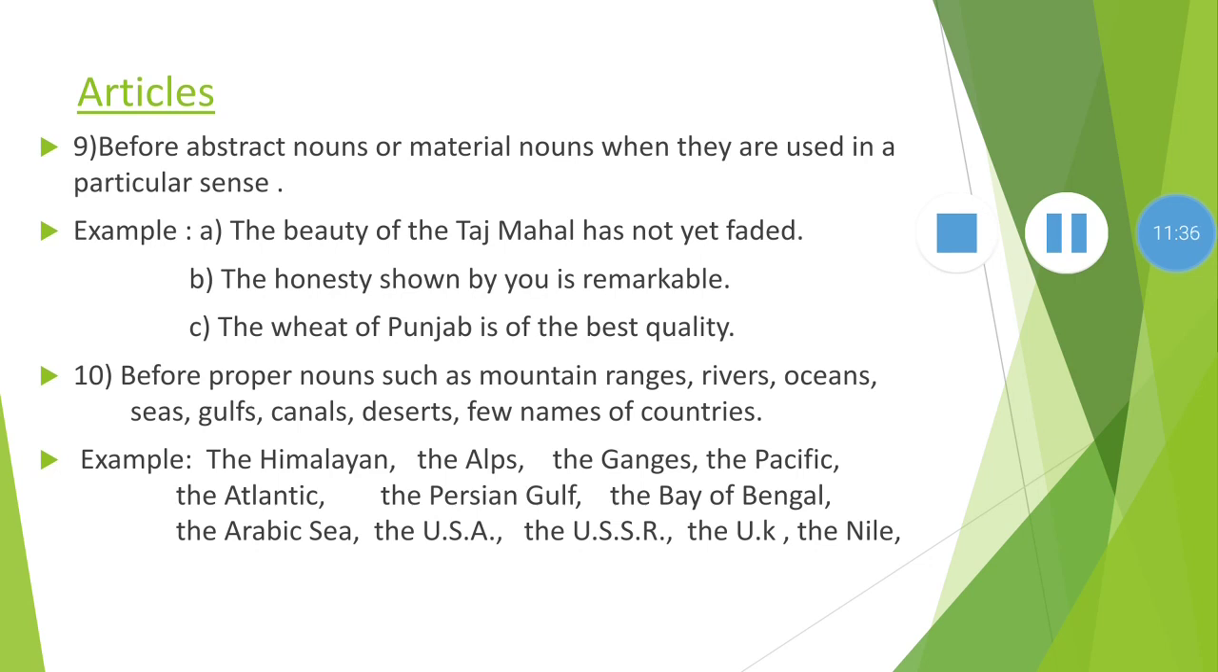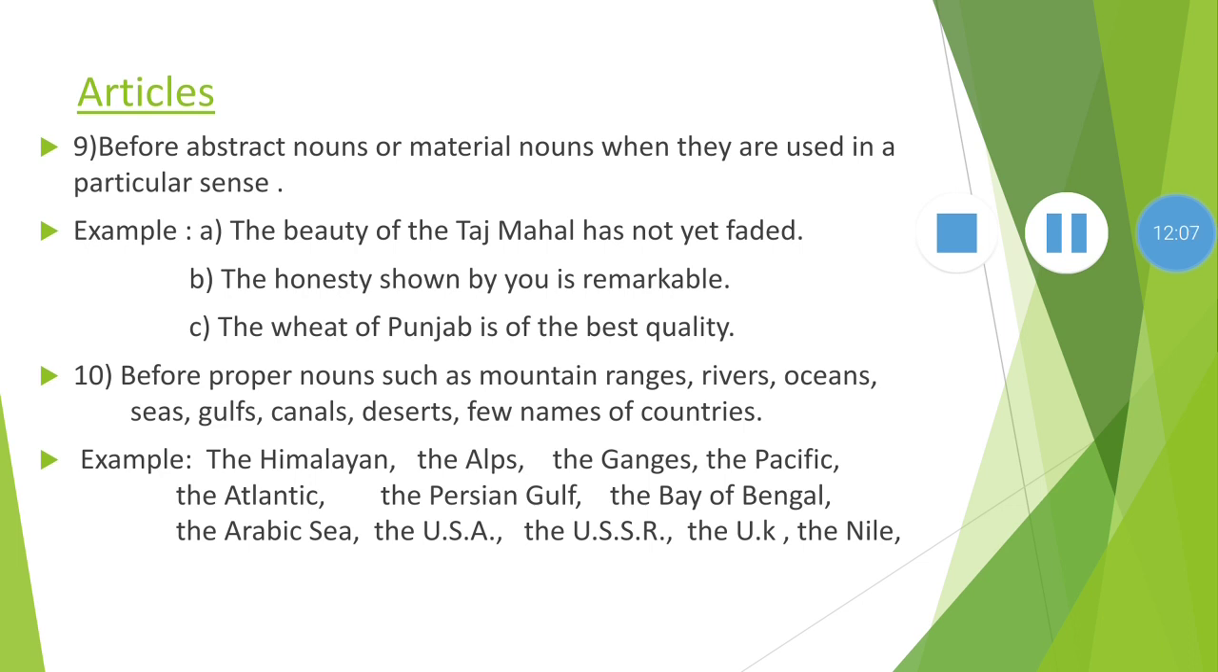Number 9. The article is used before the abstract noun or material noun when they are used in the particular sense. For example, the beauty of Taj Mahal has not yet faded. In this example, beauty is an abstract noun and Taj Mahal is also a material noun.